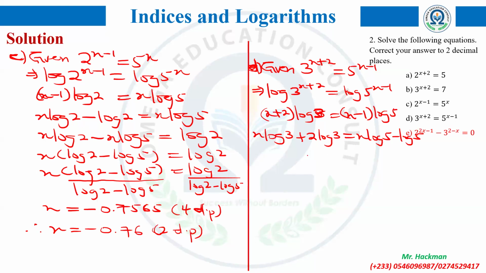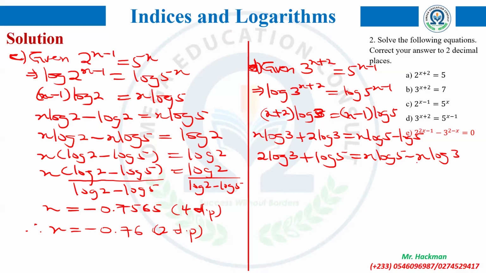So that's what we are going to do. We are going to maintain this and move this one. Let me bring this one here: 2 log 3 will be maintained here. This will come and give you plus log 5. And that will be equal to x log 5, then this will come minus x log 3.